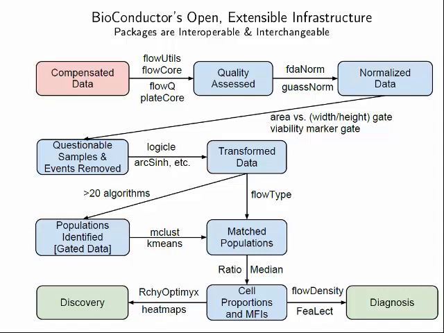Then we have all these different choices on ways to do manual gating. We have greater than 20 algorithms to do that. At least 14 or 15 of those are in R. So we've got our populations. Depending on what you're trying to do here, sometimes it gets tricky matching populations because, as I mentioned again, the algorithms don't know what a T cell is. They don't know what a B cell is. They just have these dots in space.